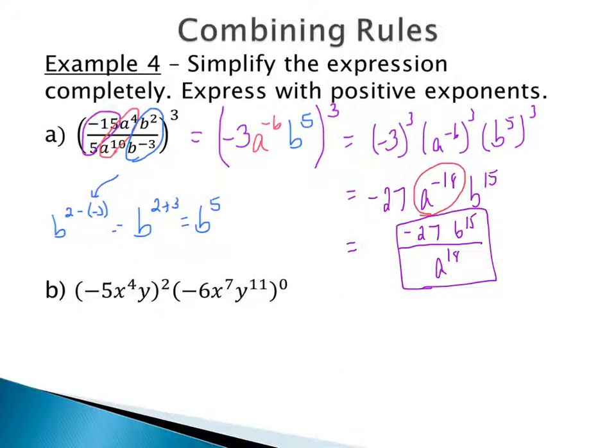For part B, we move into products. We have negative 5 x to the 4th y all raised to the second power, and then times negative 6 x to the 7th y to the 11th all raised to the 0.